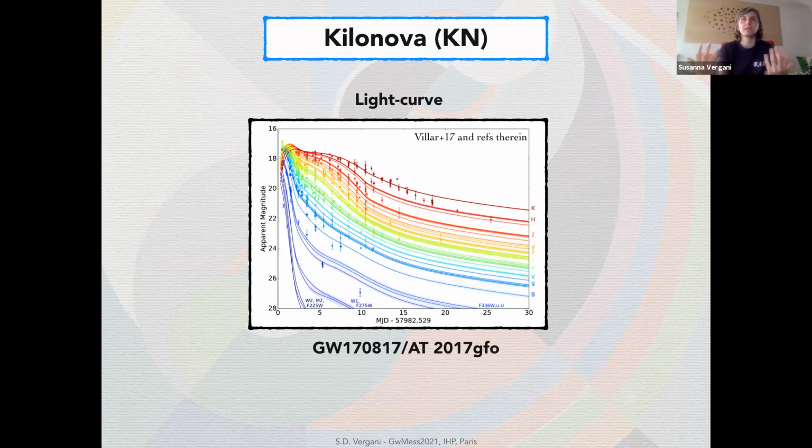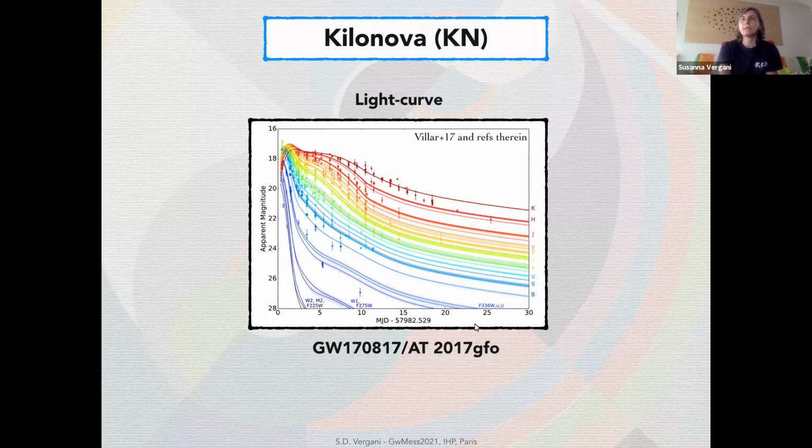So in the next slide, I show you what we saw for the counterparts of GW170817, to give you an idea of the only well-characterized observed kilonova, okay? So here is the light curve. What is a light curve? A light curve is the variation of the flux of our astrophysical object with time, okay?